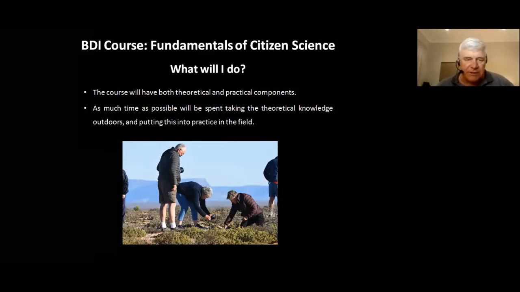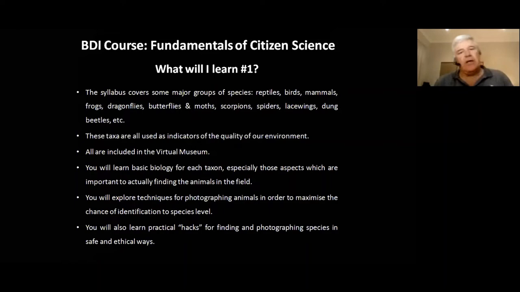What will participants learn? We'll be covering the major groups of species, and all of these that we'll be covering are included in the virtual museum. I'm sure all of us, if not most of us, are aware of the virtual museum, and just some of the examples are reptiles, birds, mammals, odonata, dragonflies and damselflies, frogs, butterflies and moths, scorpions, spiders, lacewings and dung beetles, and more. And Ryan has given a very good overview of some of the biodiversity that we can expect at one of the venues.